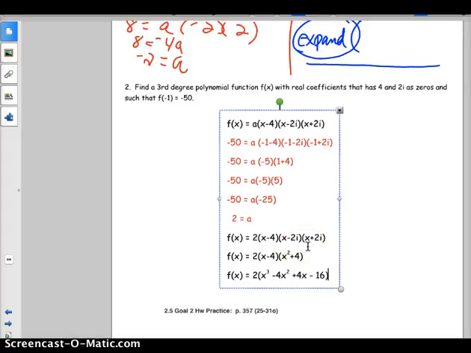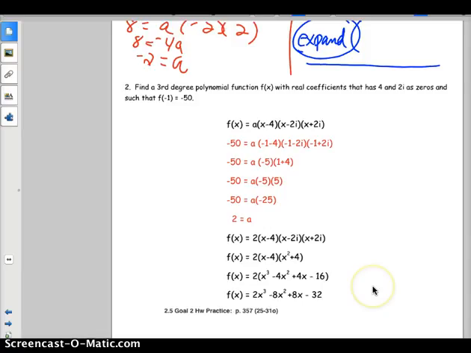Now, and only now, do we distribute the 2. So remember to follow order of operations, do the parentheses first, and then once you have a polynomial, then you could distribute the 2. So that would give us f of x equals 2x cubed minus 8x squared plus 8x minus 32.